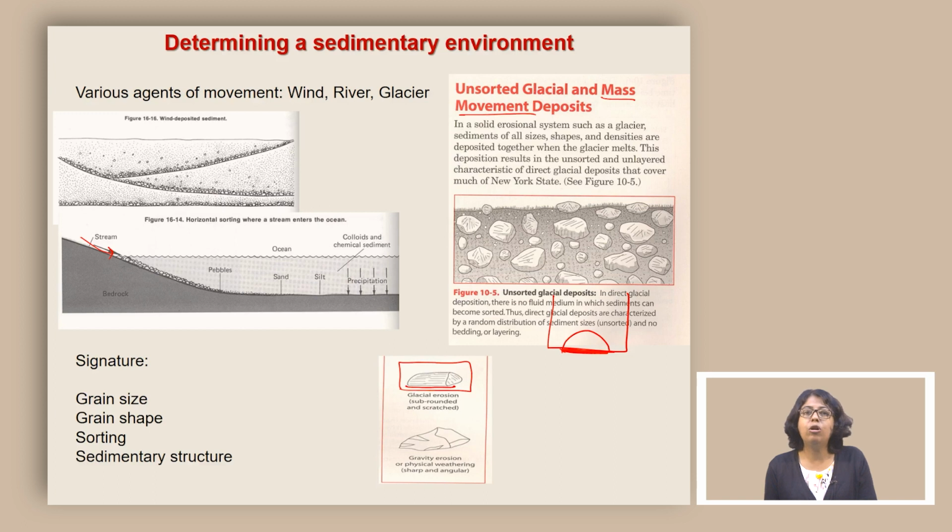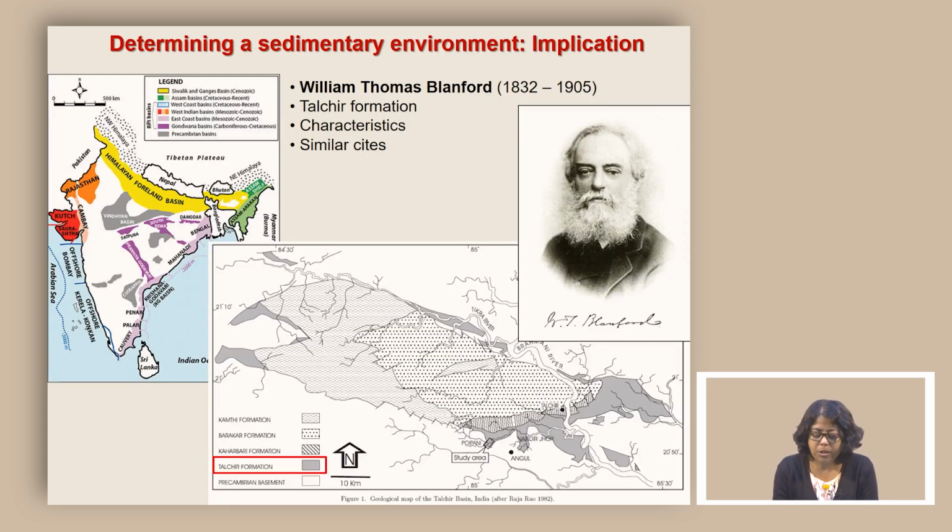Now, using all of this important information, it is possible to develop really important conclusions about the overall pattern of sedimentary deposits, and we are going to look at one such example. William Thomas Blandford was a geologist, and he was looking at different Indian rocks, and he came across a particular rock in the eastern part of India in Orissa, which he called the Talcher Formation.